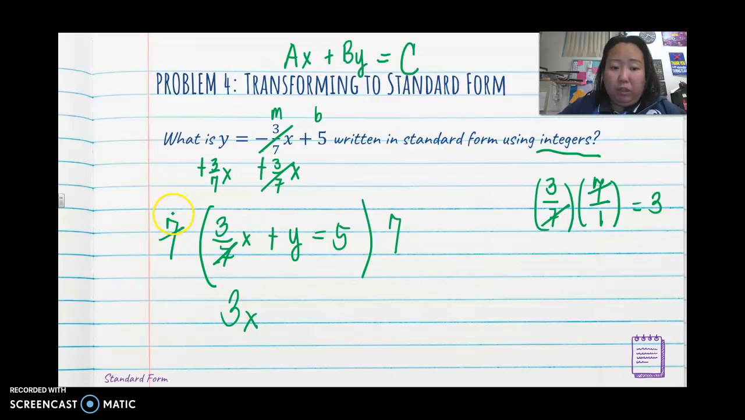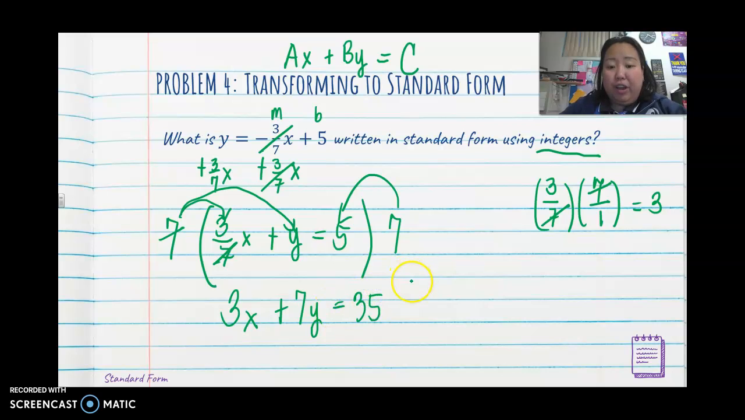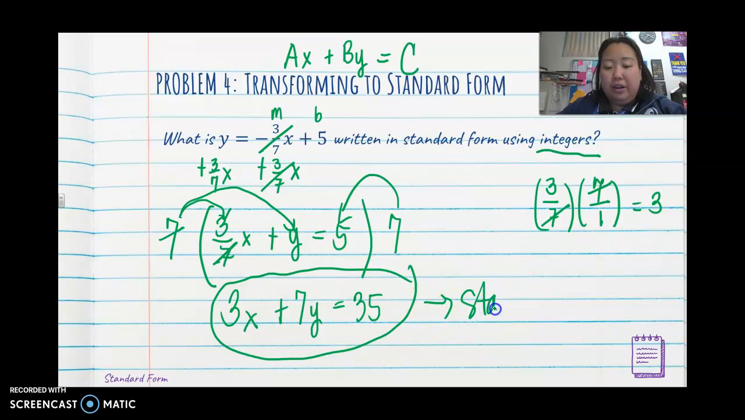But you also have to multiply the other terms, so you got to remember, you have to multiply everything. It's one of the most common mistakes that is being done. They only multiply the first one, and then they forget to distribute 7 or this factor to all of the contents of this whole equation. So now we will have 7 times y, which is 7y. 7 will also need to be multiplied by 5, so you will have 35. And so this is now your standard form.